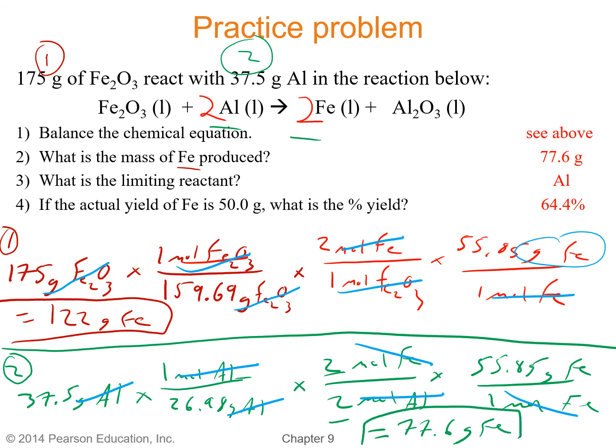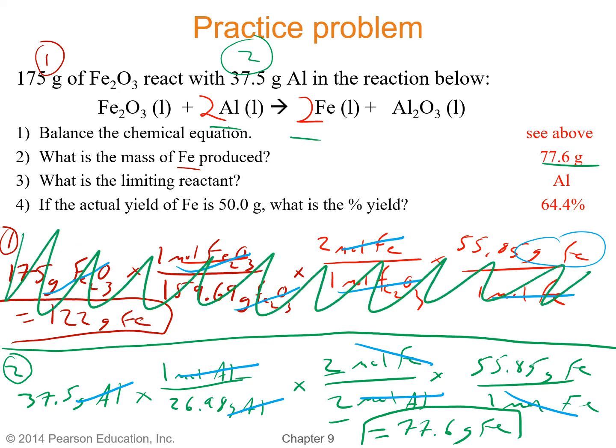We can see that this number, 77.6 grams, is the smaller number, so this is the number that we want to use, so that's the answer. So we forget about all of this, none of this matters anymore. So because the chemical that gave us the smaller amount of iron was aluminum, that means aluminum is our limiting reagent. So the actual yield is 50 grams.